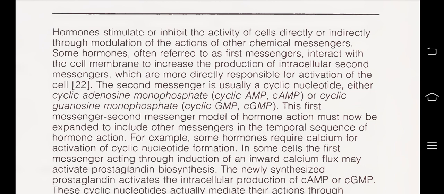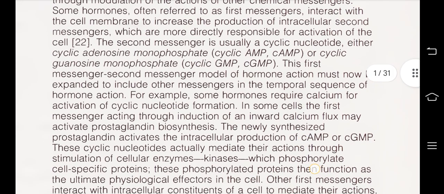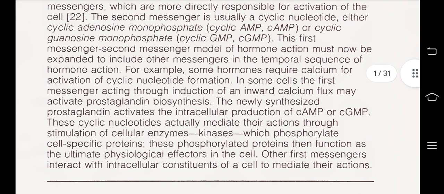The second messenger is usually a cyclic nucleotide, either cyclic adenosine monophosphate, cyclic AMP, cAMP, or cyclic guanosine monophosphate, cyclic GMP, cGMP. So the first messenger, second messenger model of hormone action must now be expanded to include other messengers in the temporal sequence of hormone action. For example, some hormones require calcium for activation of cyclic nucleotide formation.